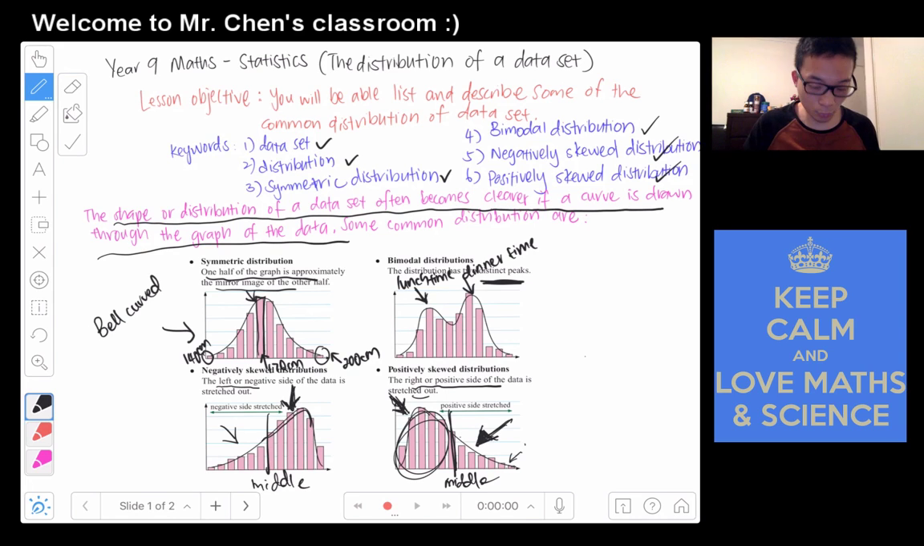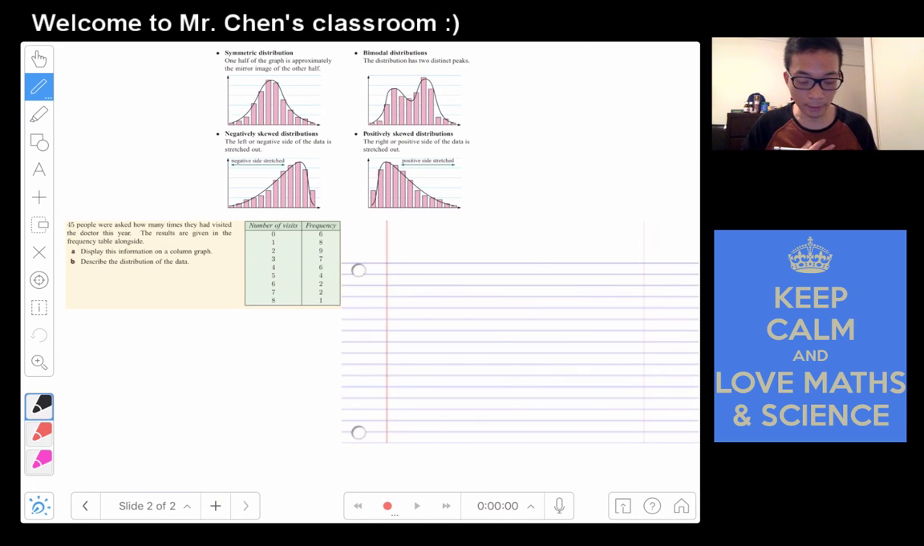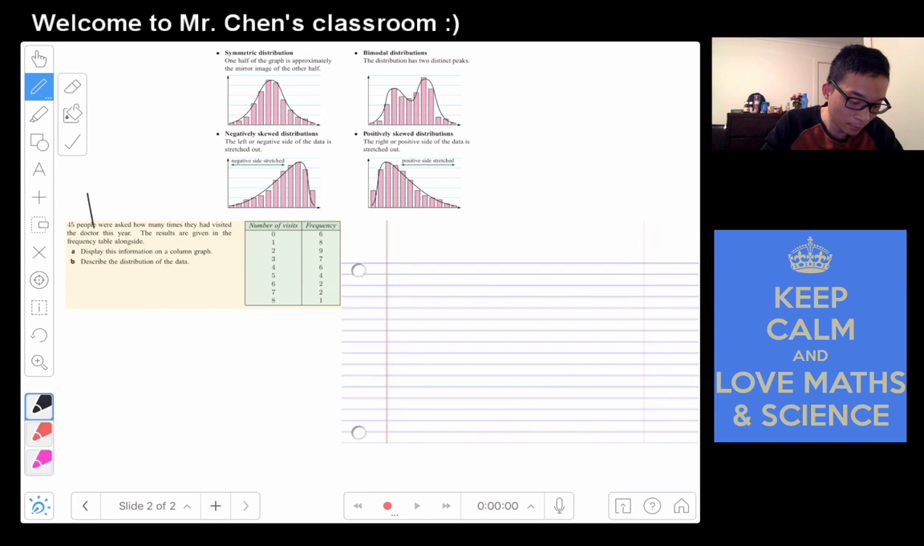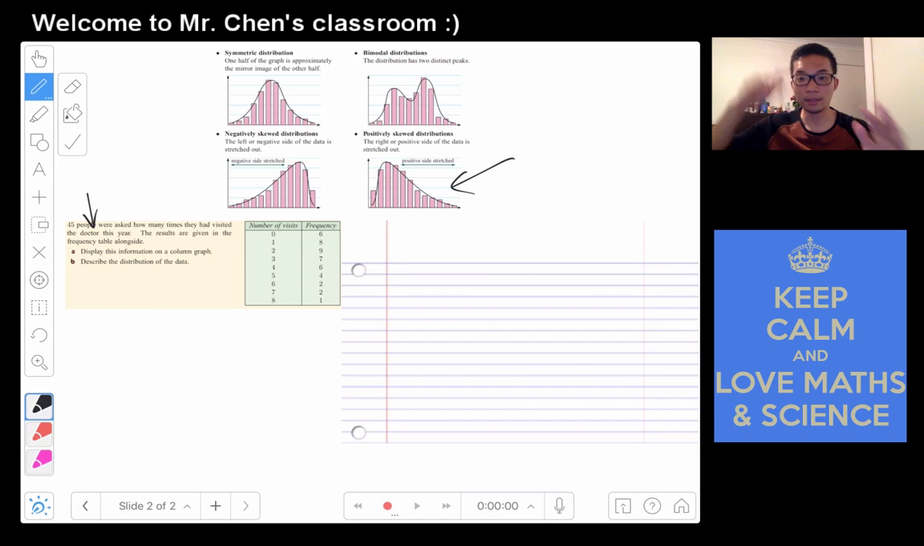So let's do a quick exercise to show you how it looks if you're going to do it. The question here is: 45 people were asked how many times they have visited the doctor this year. The results are given in the frequency table alongside. First, you have to display this information on a column graph. A column graph looks something like that, with many columns. Number of visits, frequency.